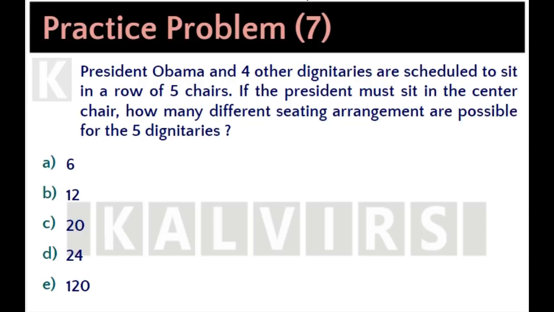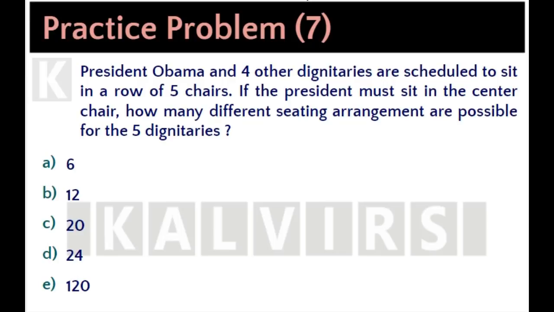President Obama and 4 other dignitaries are scheduled to sit in a row of 5 chairs. If the president must sit in the center chair, how many different seating arrangements are possible for the 5 dignitaries? Now, first of all, is the order of the dignitaries important? Since the order in which the dignitaries are arranged matters, this problem involves permutation.